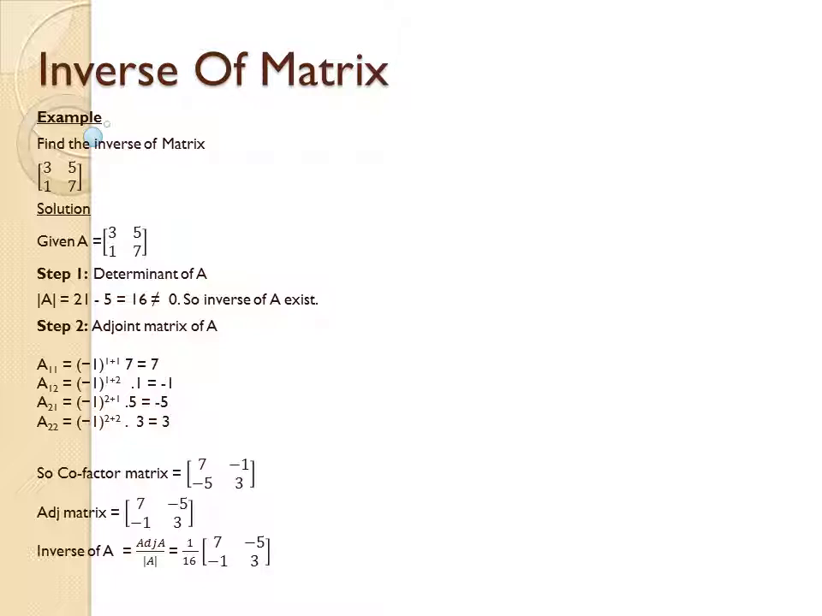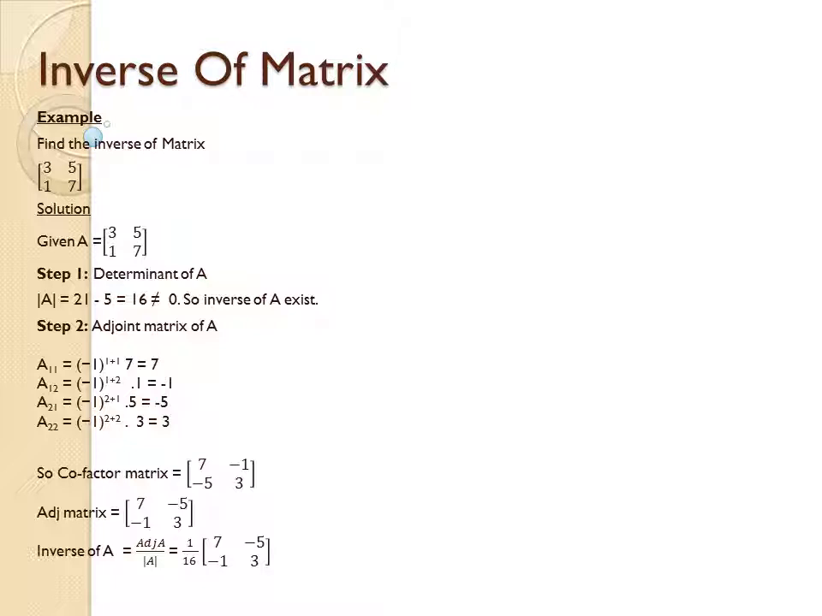Hope this example is clear. I have done this with a very simple method so that everyone can remember. So first step, find the determinant of the matrix. If it is not equal to 0, then we will proceed. Second step, find the adjoint matrix of A. For that, find the cofactor matrix. The transpose of the cofactor matrix is the adjugate of the matrix. So the adjoint matrix is calculated. From there, I will find the inverse of A. That's it.